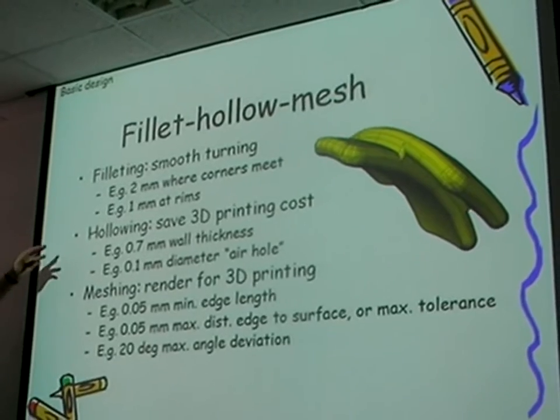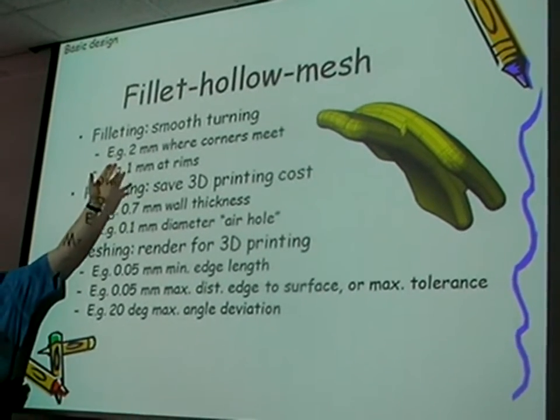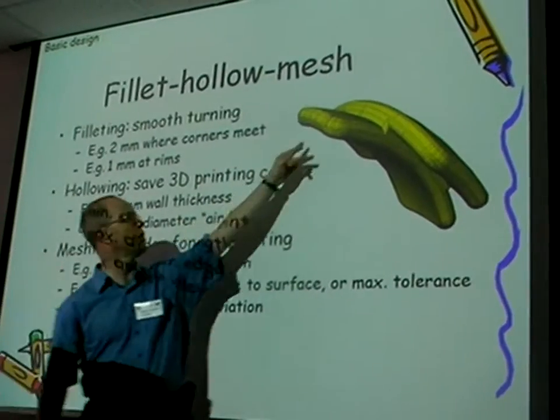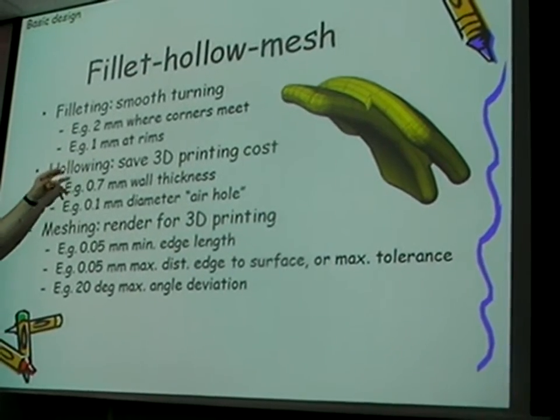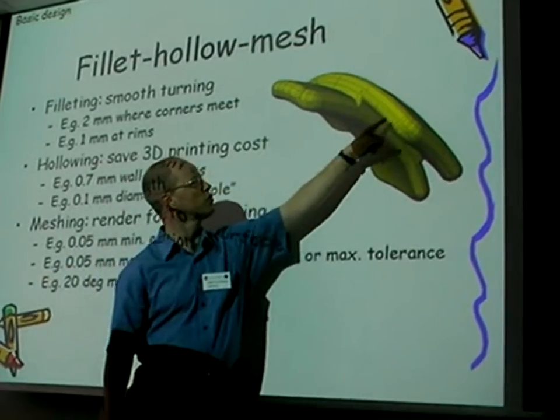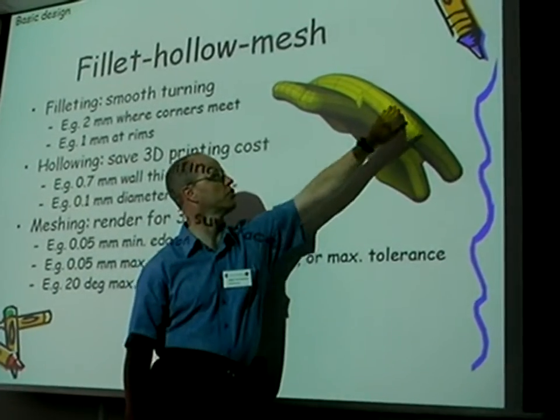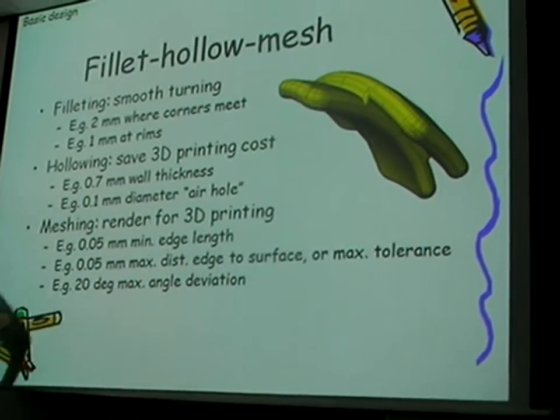So you could, for instance, use 2 millimeter at corners, like this, and 1 millimeter at rims. So you see this is the 2 millimeter, this is the 1 millimeter. I hope it makes sense to you.